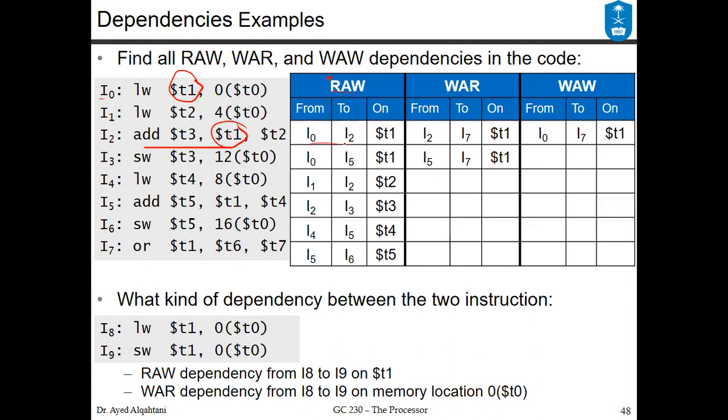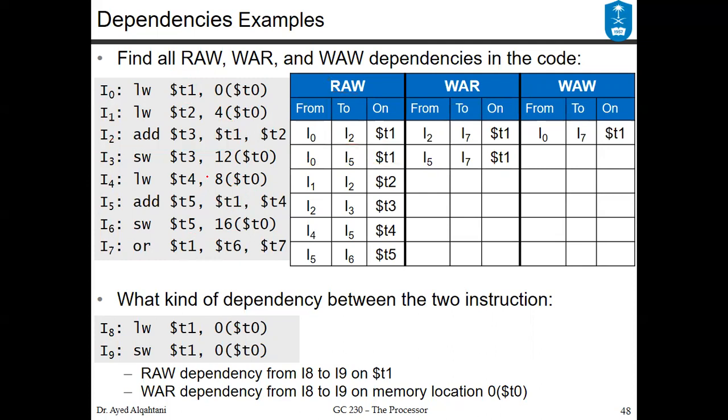And this is what I write here. We continue. Check the other ones. Is there T1 here? No. Is there a T1 here? No. Is there a T1 here? Yes. Is it a read? Yes, it's a read on the add instruction. So from I0 to I5, we have it on T1. Is there a T1 here? No. T1 here? Yes, there is a T1, but it's a destination. So this is not a RAW hazard. It's another hazard, and we'll come to it.